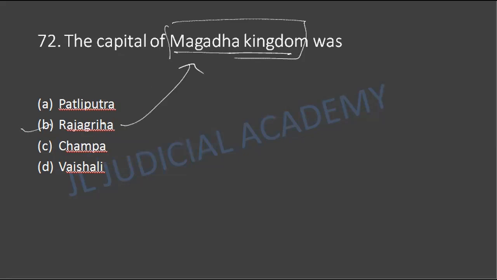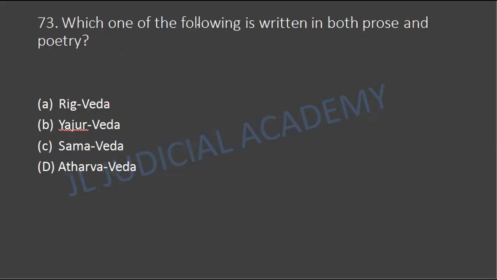Rajagriha. Rajagriha was the capital of Magadha Kingdom. Next, which of the following is written in both prose and poetry? इनमें से क्या ऐसा वेद है जो दोनों प्रोज के फॉर्म में भी लिखा गया है और पोएट्री के फॉर्म में भी लिखा गया है?